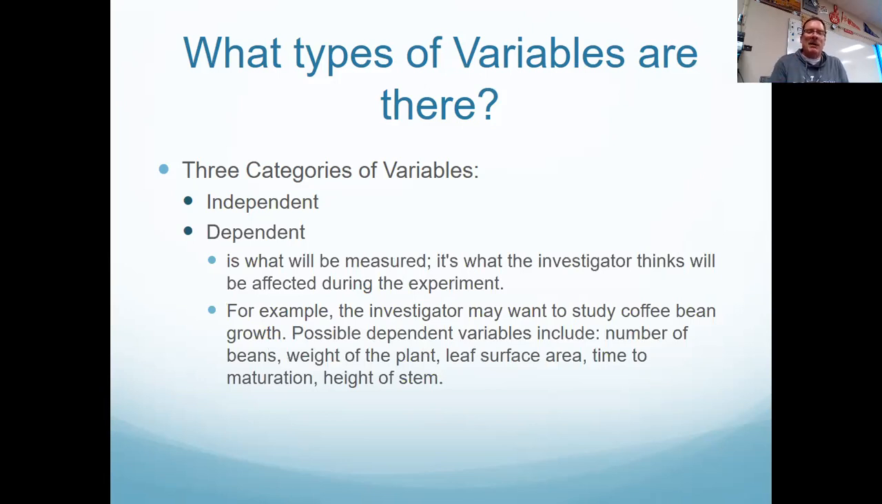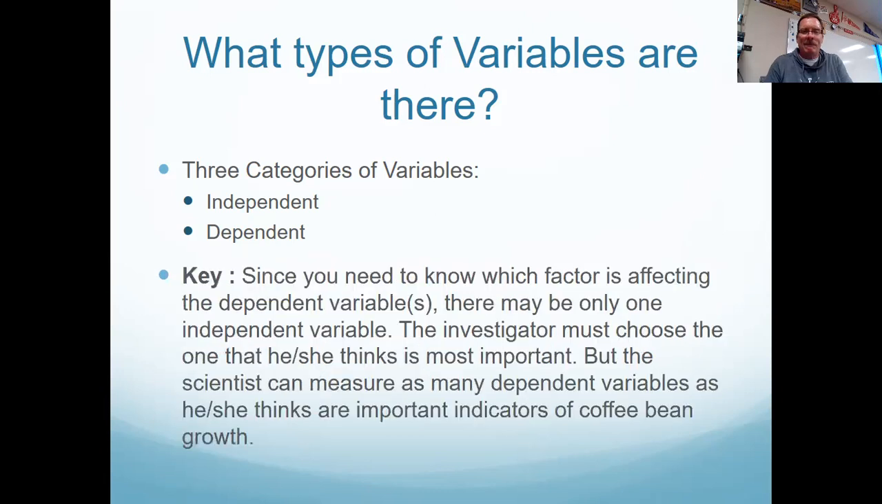The dependent variable is what will be measured. It's what the investigator thinks will be affected by the experiment. So again, if we go to this coffee bean growth, possible dependent variables are number of beans produced by the plant, the weight of the plant, the surface area of the leaves, the time to full maturation, the height it gets to. Okay. So the independent variable would have been things like the amount of water. The dependent variable was the height or the full maturation of the plant. Okay. Key.